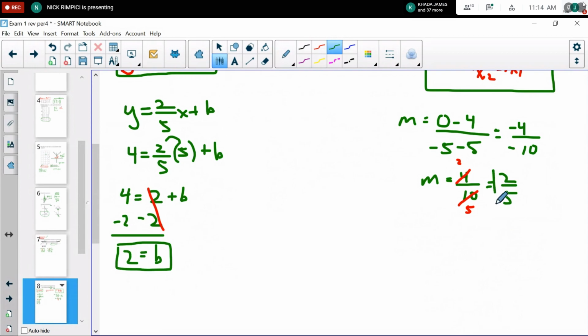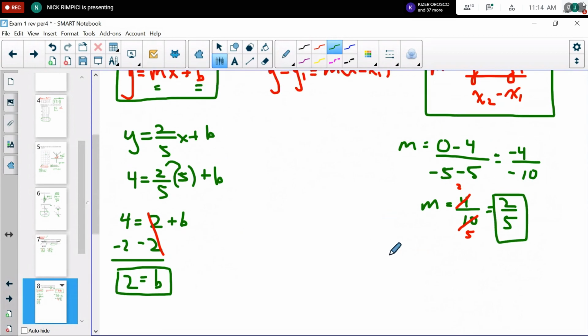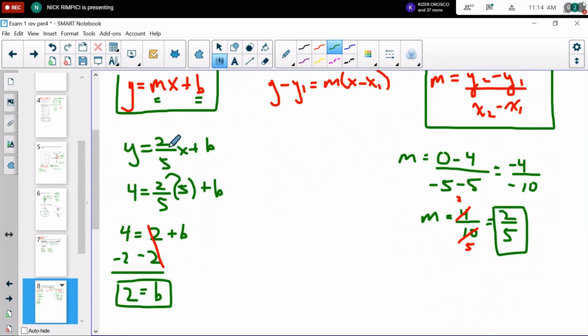So I know my m value. I know my b value. I just want to rewrite this equation with m and b replaced. So I know that y equals, well, m we knew already, it was 2/5. So 2/5 x, right? Plus b is 2.